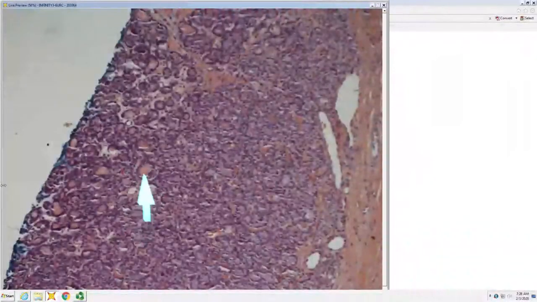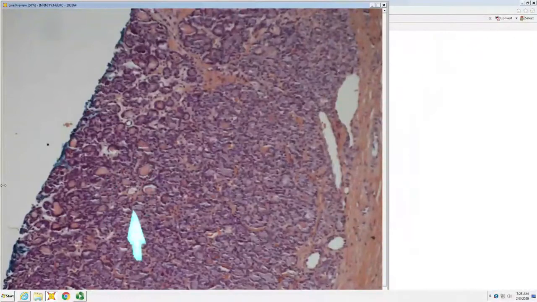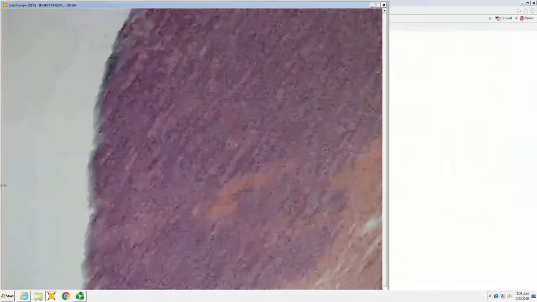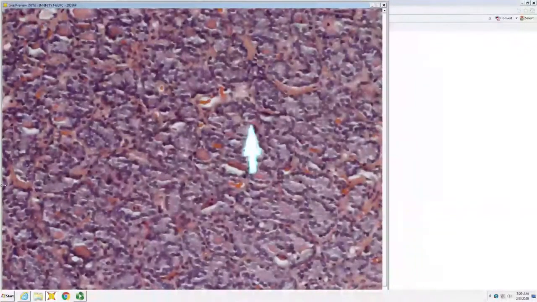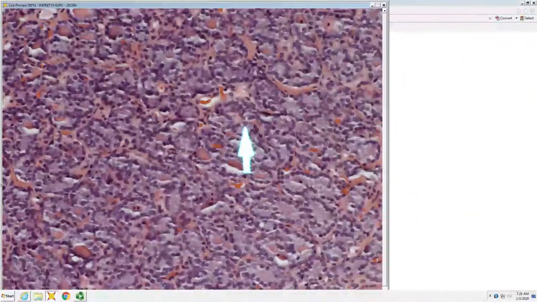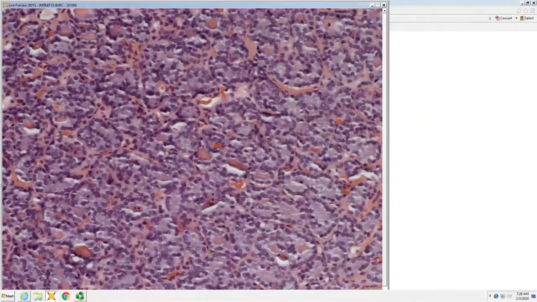Rosettes of cells, colloid in the middle, is one of the possible appearances for thyroid carcinoma. In thyroid, we have follicular and papillary. Papillary tends to have the Orphan Annie nuclei, which you do actually see here. So nuclear pseudo-inclusions and Orphan Annie nuclei both tend to go with papillary.